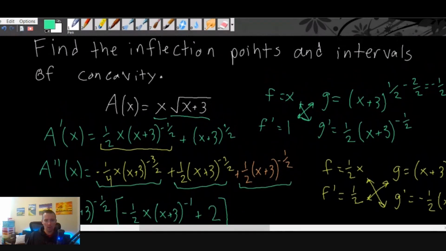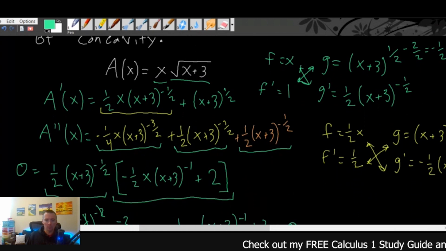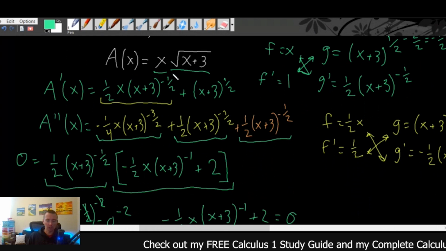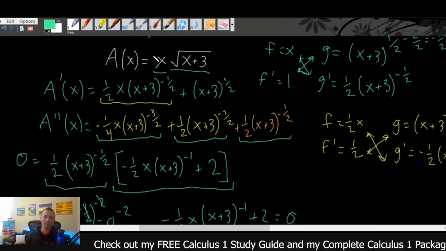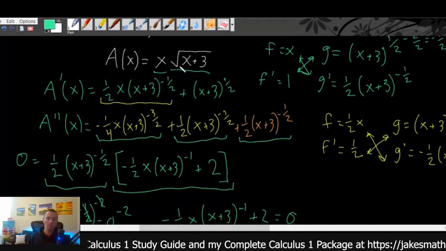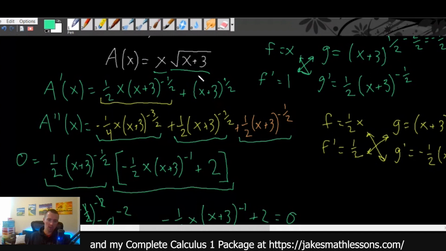Because if we go all the way back up to our original function here, our original function is a of x equals x times the square root of x plus 3. Think about what is going on with this function. Think about the domain of this function, I should say. You want to keep in mind that whenever you have a function with an even root, in this case a square root, you cannot take the square root of a negative number.